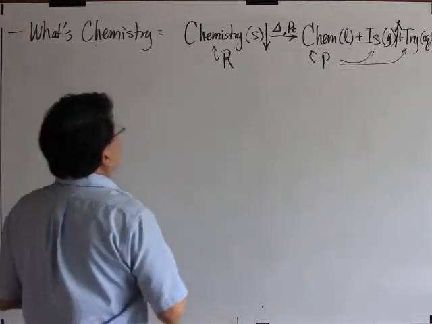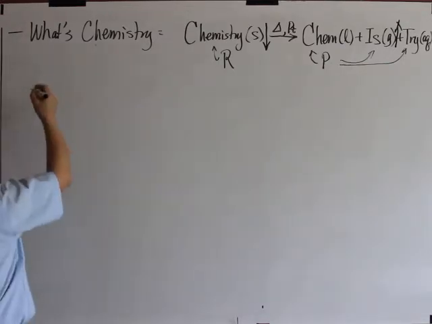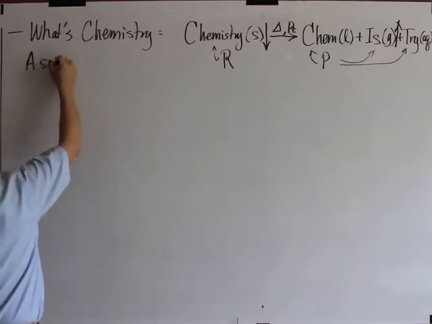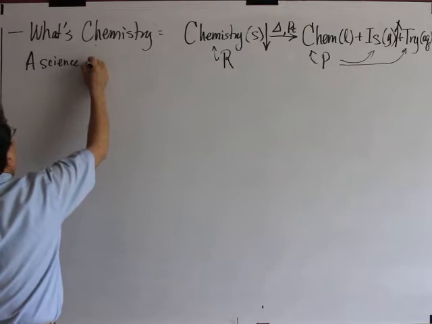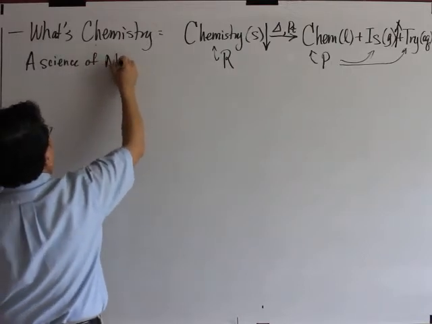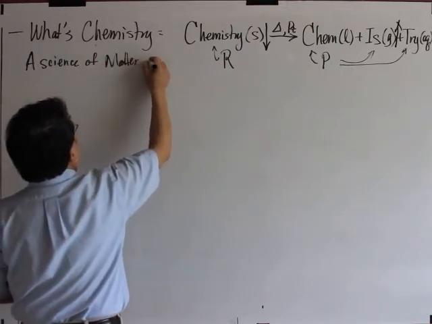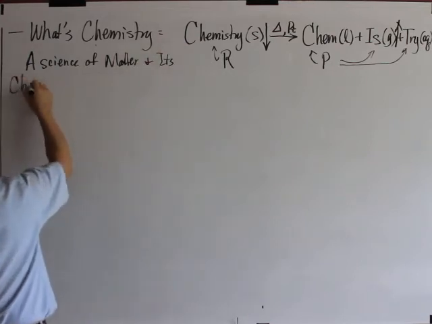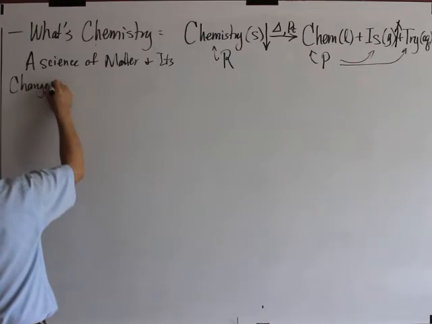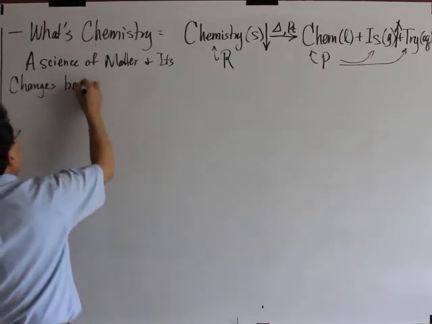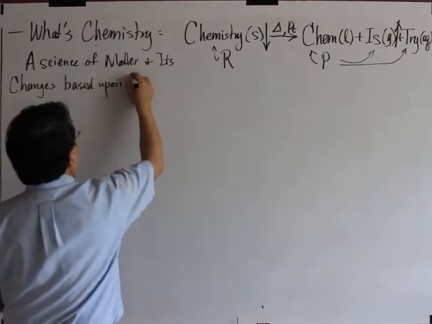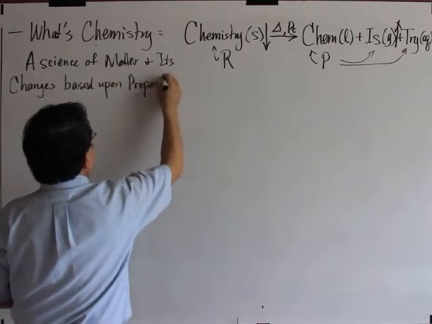But really, how is chemistry defined? Chemistry is defined as a science, or study of matter and its change. It changes. What kind of change? Based upon what? Based upon what we call proportionality.